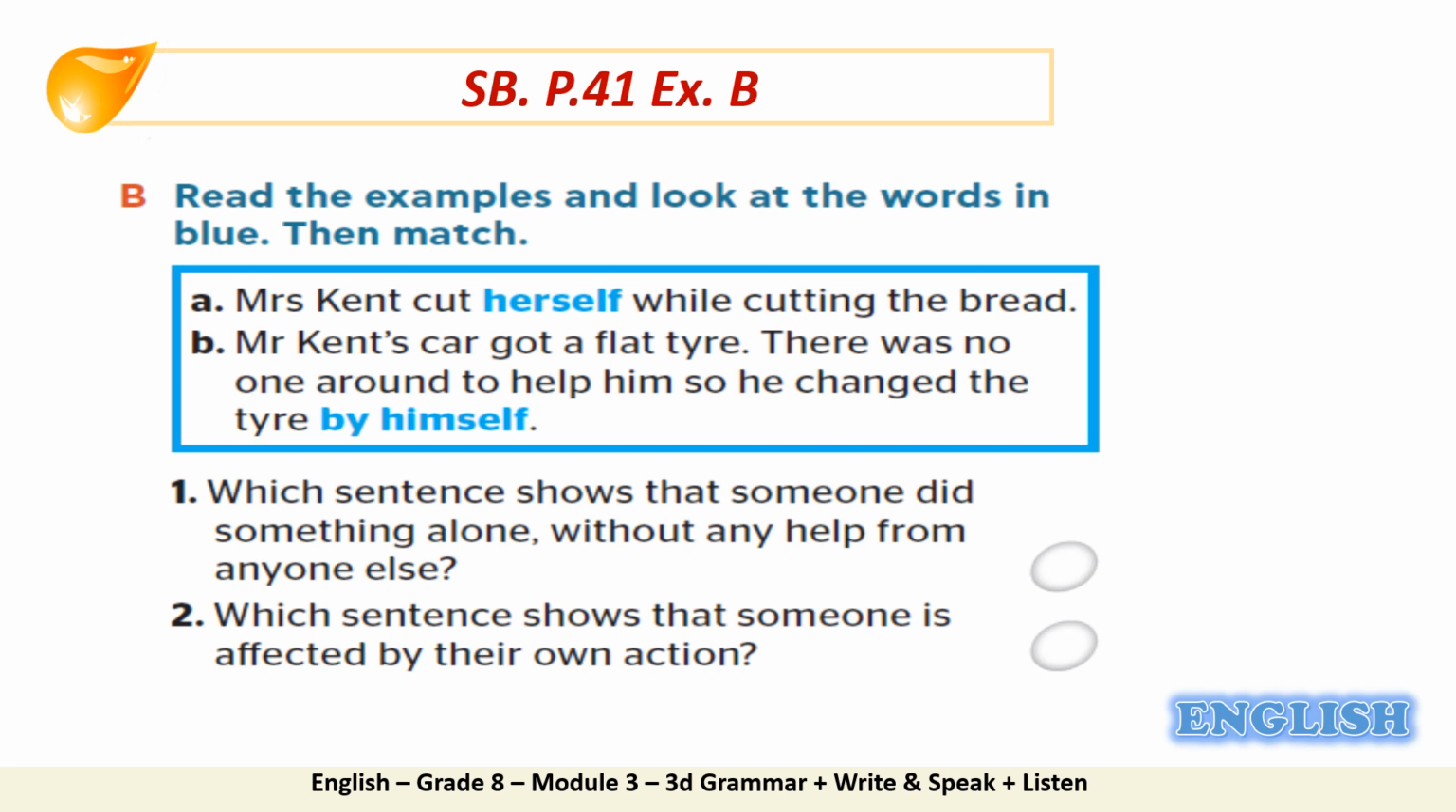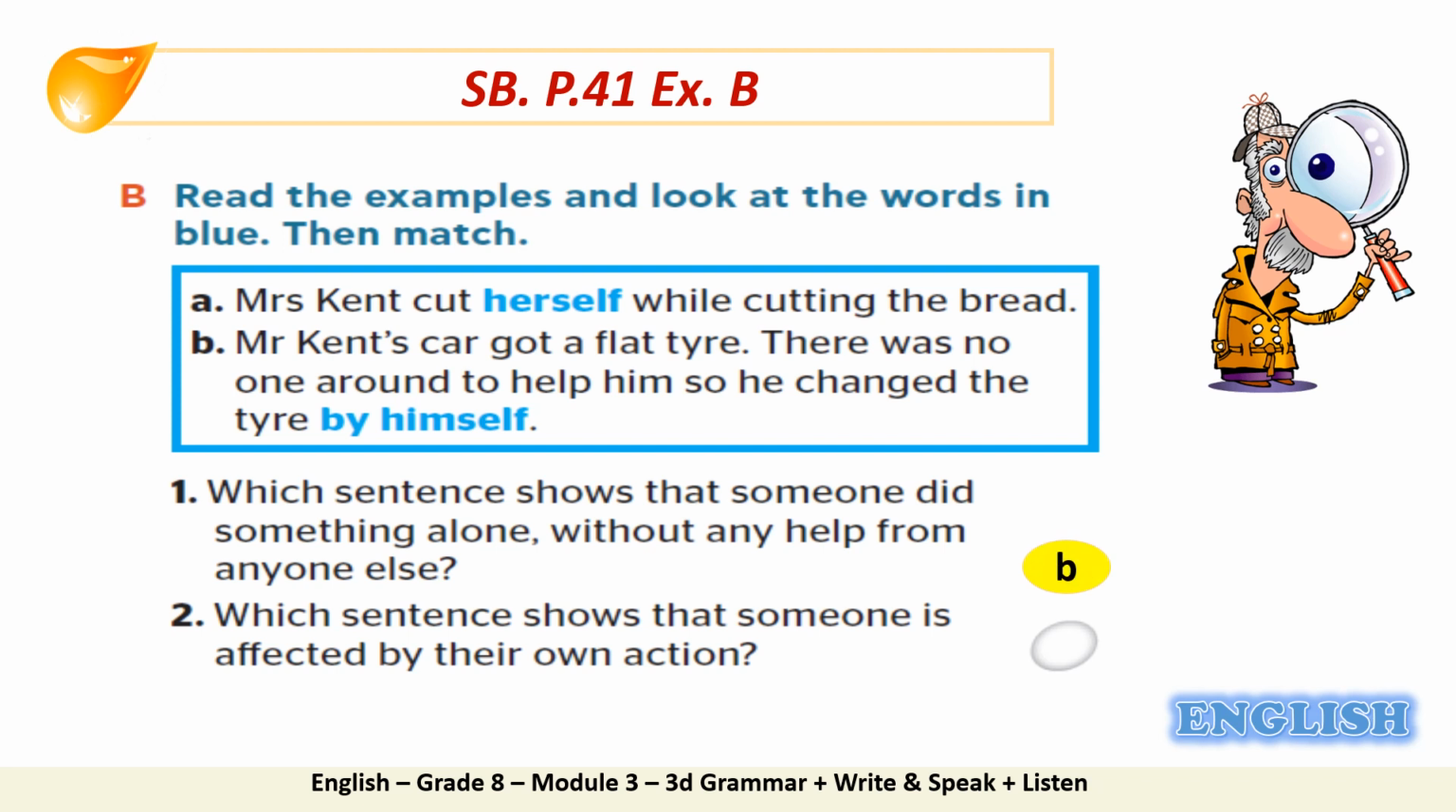Alright guys, the first one. Which sentence shows that someone did something alone without any help from anyone else? Very good. It's B. Mr. Kent's car got a flat tire. There was no one around to help him, so he changed the tire by himself. 2. Which sentence shows that someone is affected by their own action? Of course, here A. Mrs. Kent cut herself while cutting the bread.